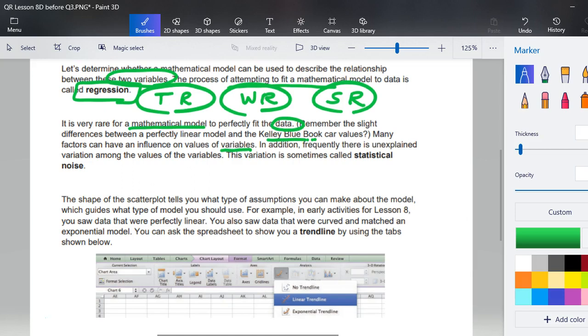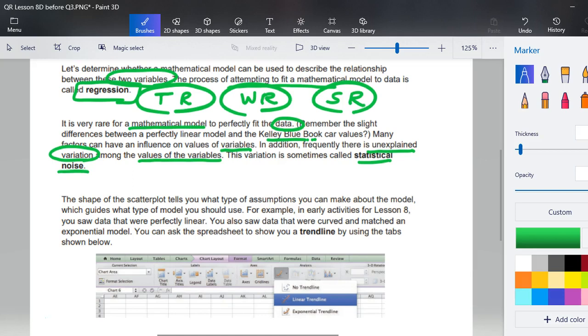So we have a very small number, but it's still cool, the results that we're going to get. And that's what's really fun about statistics. You get to look at what you have and then talk about it. In addition, frequently there is unexplained variation among the values of the variables. And we're going to be talking about variation and how we describe that. The variation is sometimes called statistical noise. That's a cool word too, or a cool set of words.